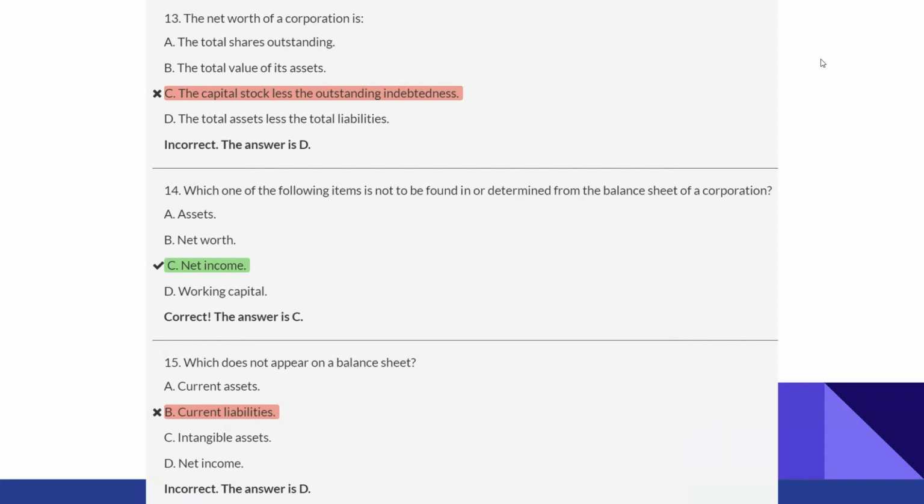Number thirteen, the net worth of a corporation is D, the total assets less the total liabilities. Number fourteen, which of the following items is not to be found in or determined from the balance sheet of a corporation? The correct answer is C, net income. Number fifteen, which does not appear on a balance sheet? The correct answer is D, net income.